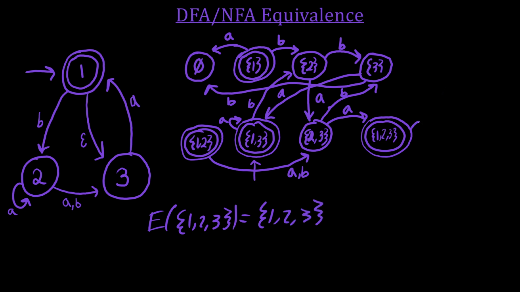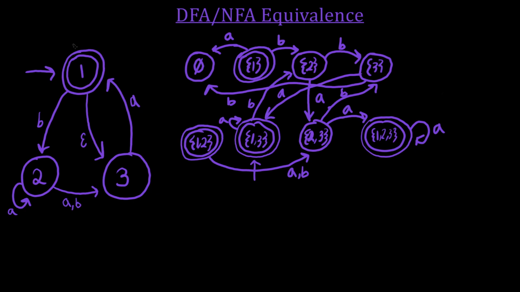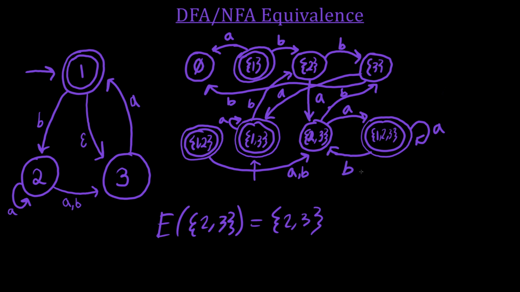Therefore, we're going to have a self loop on the state 1, 2, 3 on the character A. Now for character B. So from 1 we can get to 2, from 2 we can get to 3, and that's it. So it's going to be the epsilon closure of the set containing 2 and 3, which is just the set containing 2 and 3. Therefore, we're going to have a transition from 1, 2, 3 to 2, 3 on the character B.